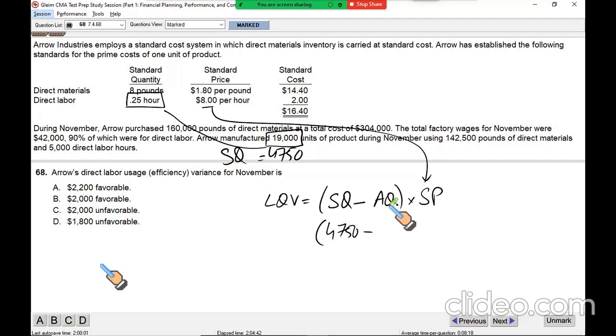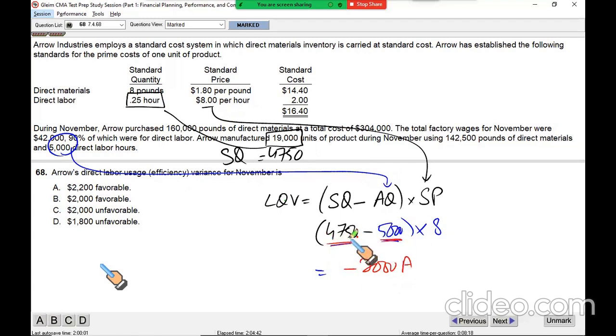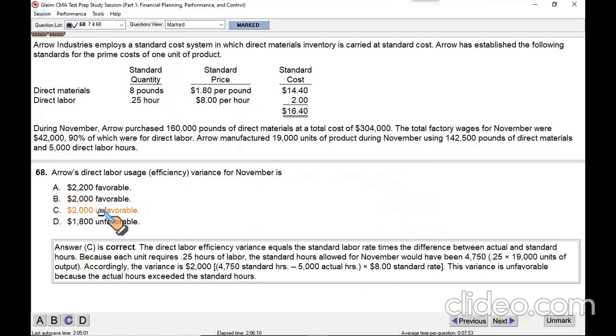But how many hours did you use? You use more hours. You use 5,000 labor hours instead. So as per the standard, you should have used 4,750 hours, but you use 5,000 hours, more hours than the standard, and multiply this with the standard rate of labor, that is 8. It is clearly going to give you adverse variance. 4,750 less 5,000, multiply this with 8, you have an adverse variance of $2,000. The reason, you use more labor hours than allowed by the standard, means it's an adverse variance for 2,000, and that's going to be C as your answer.